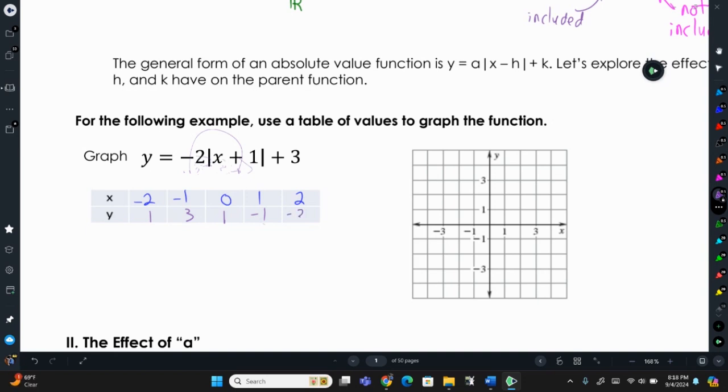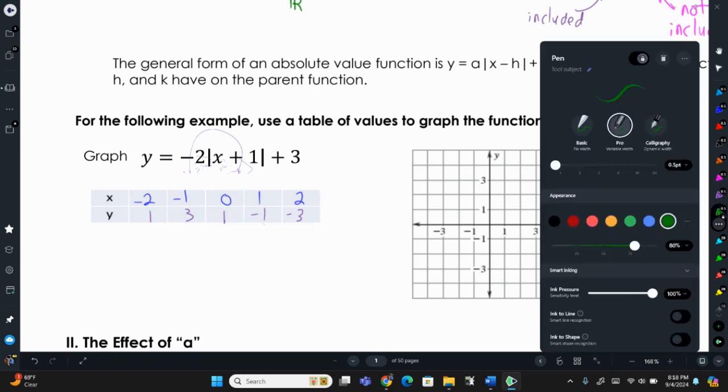Now that maybe got a little bit confusing because we had to do a lot of stuff in our head and did some mental math with the absolute value, then multiplying. So we're going to talk about some easier ways in a minute to graph these. So let's plot these points now.